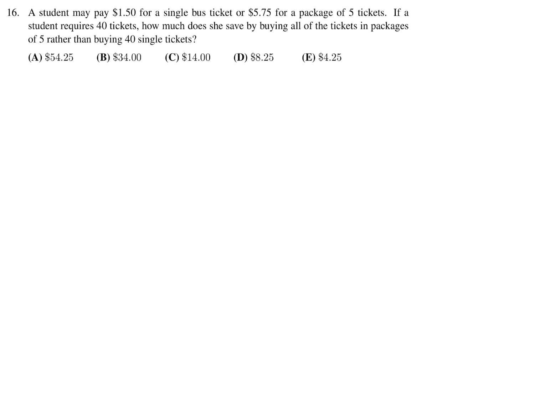A student may pay $1.50 for a single bus ticket or $5.75 for a package of 5 tickets. If a student requires 40 tickets, how much does she save by buying all of the tickets in packages of 5 rather than buying 40 single tickets? So if she has to buy 40 tickets and she individually buys them by paying $1.50 each, she will pay 40 times 1.5, which is $60.